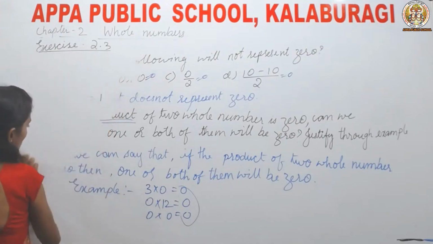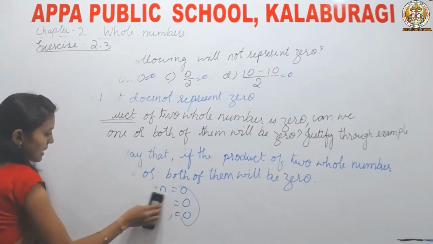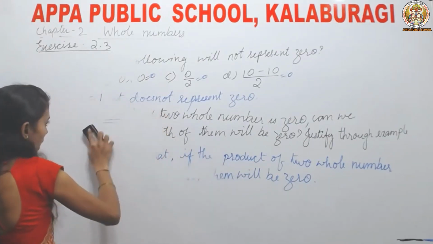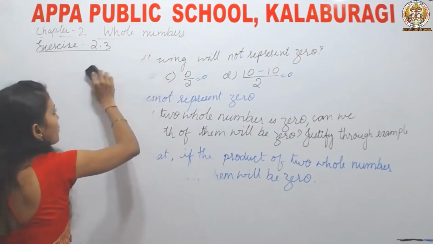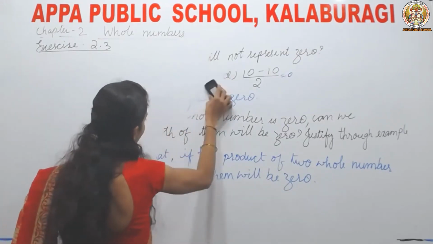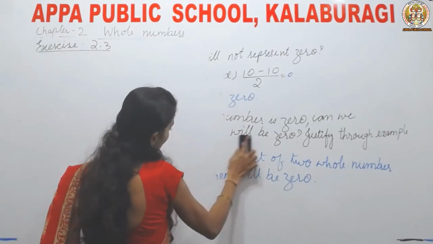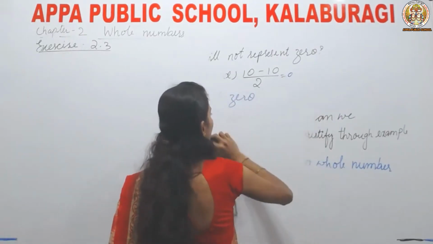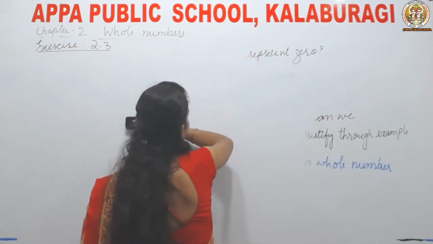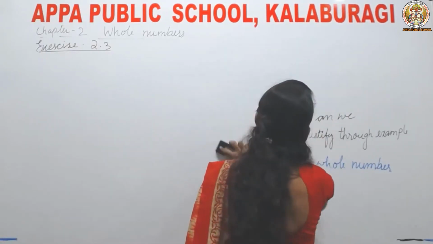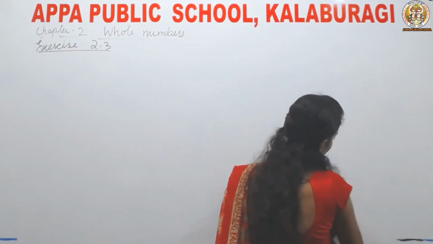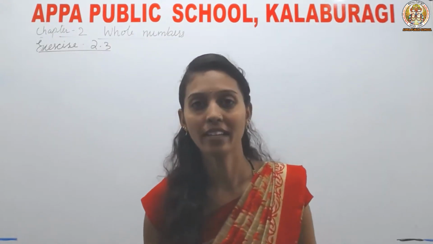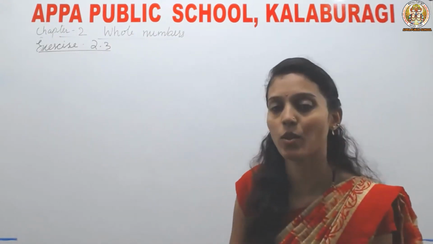In the next one also, same way, but the product is given as 1. If the product of two whole numbers is 1, then can we say either any one or both of them will be 0? I mean 1. That is the asked question. Think. Can we? Okay, I'll write the question on the board.